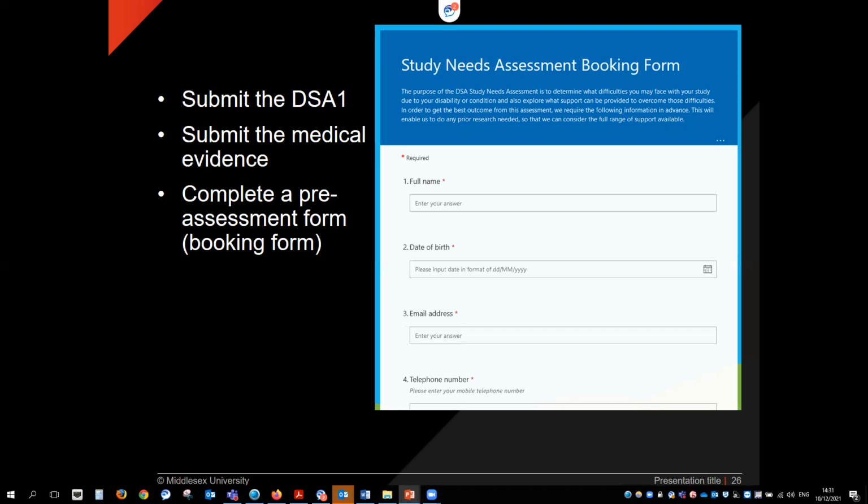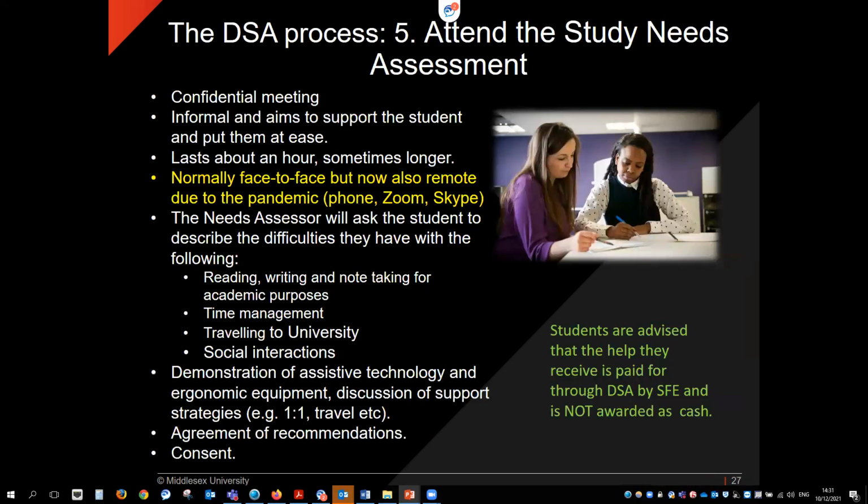And then once we have it, obviously we'll book the student straight away. We'll offer them an appointment. We'll have the study needs assessment. Now, the study needs assessment is not a test, and this is what we tell students, especially those students who have gone through the diagnostic assessment process where they were given a lot of tests to do. So it is a confidential meeting, and it is a rather informal meeting. It's basically a discussion between the assessor and the student about what they are finding difficult in their studies.